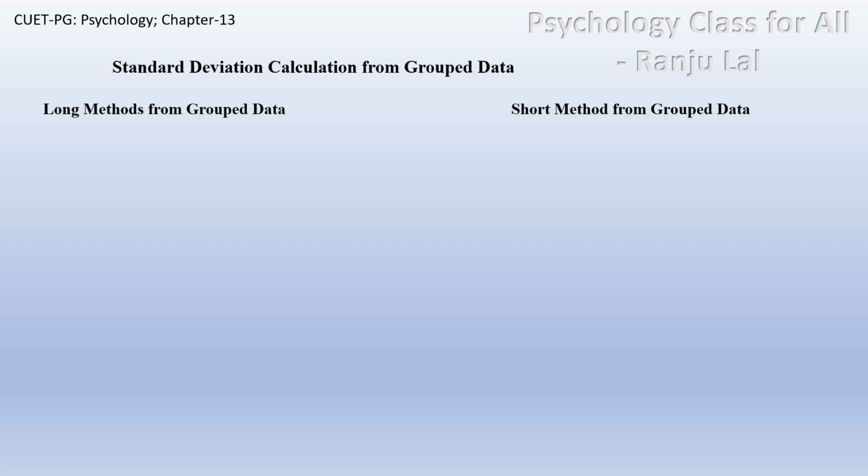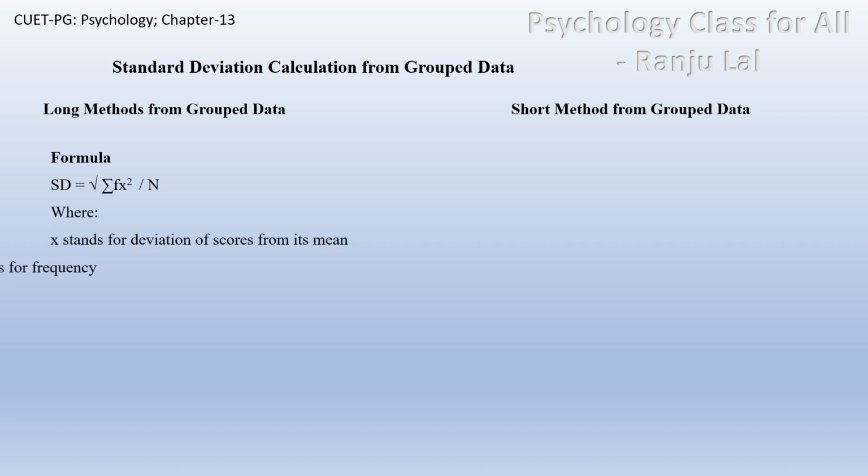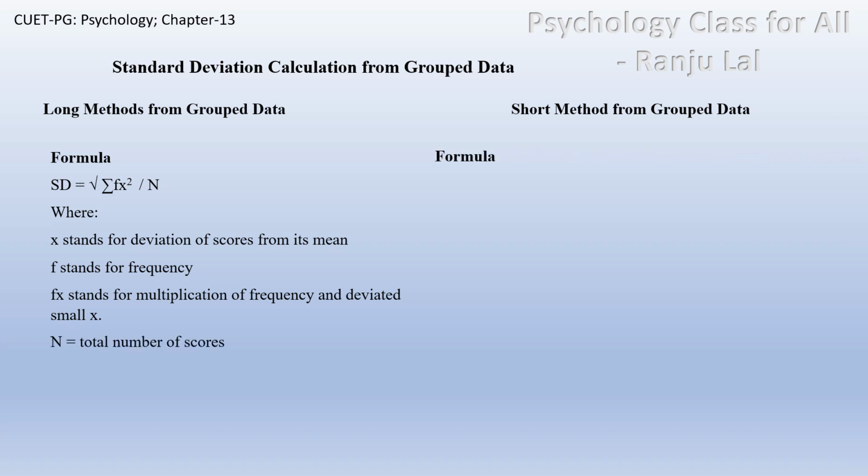So first we'll learn the calculation of SD with the long method from grouped data. Here is the formula. We'll see the formula of both the methods right now. So this is the formula of the long method. SD is the same thing we have done for ungrouped data, but here deviated x will be multiplied with its frequencies. Here x stands for deviation of scores from its mean, f stands for frequency, fx stands for the multiplication of frequency and deviated small x, and then n stands for the number of scores.